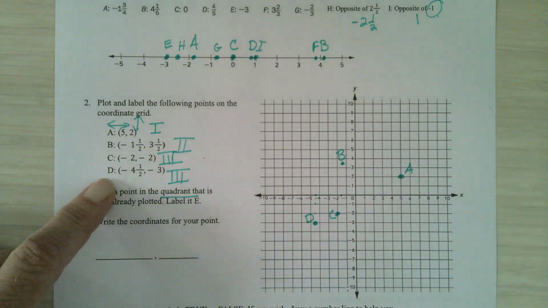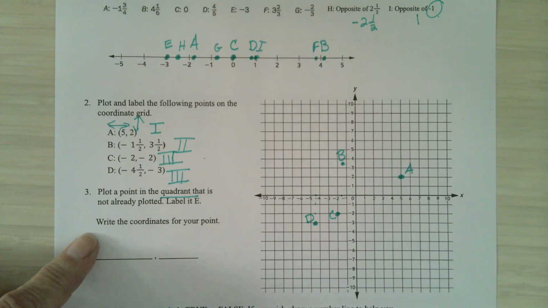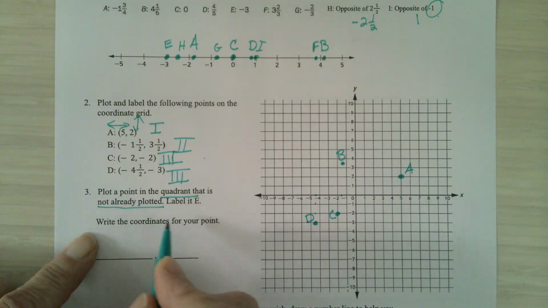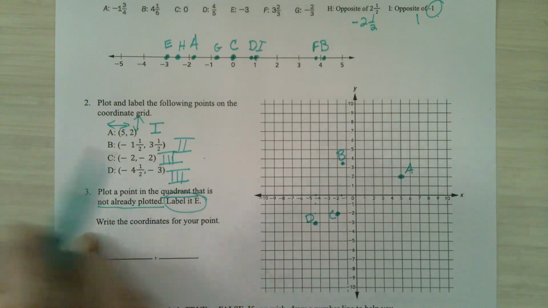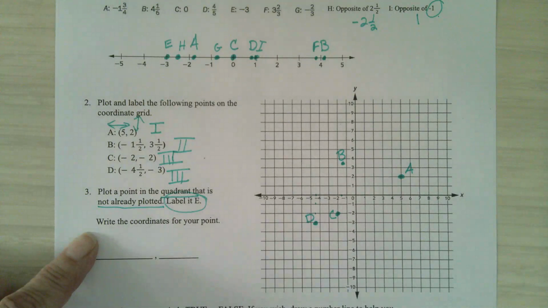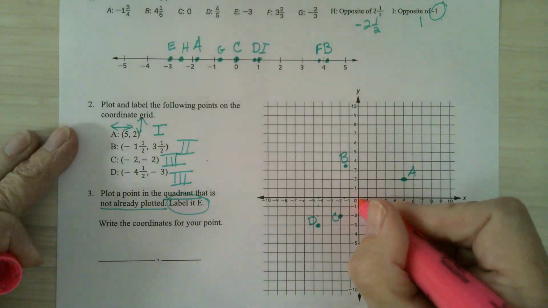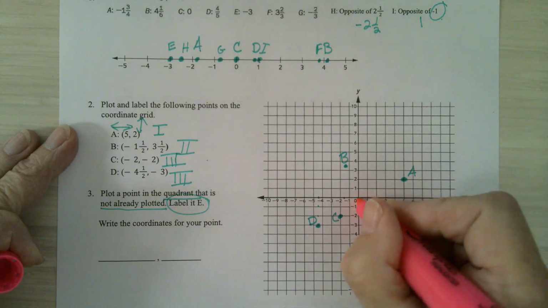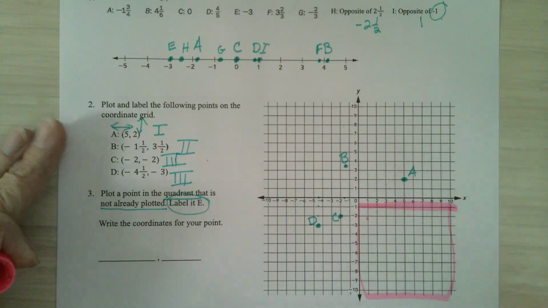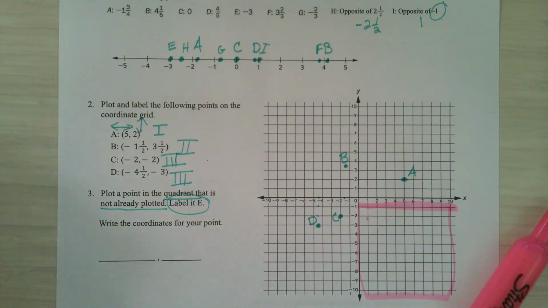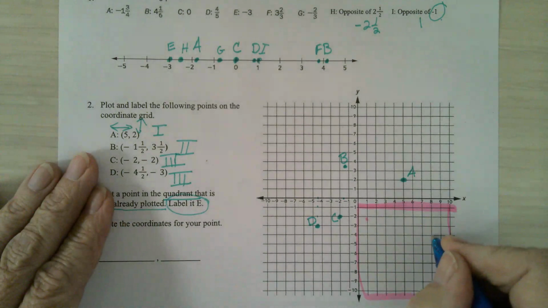Okay, now we're going to answer the next one. Plot a point in the quadrant that is not already plotted and label it E. Which quadrant doesn't have any points in it? Quadrant 4, thank you. This is the quadrant that doesn't have any points on this worksheet. So put a point anywhere that you want to.